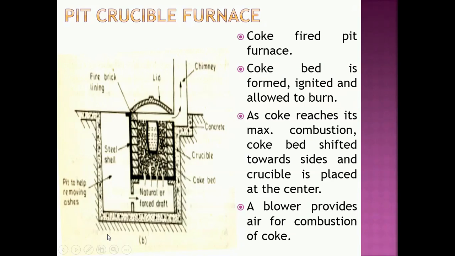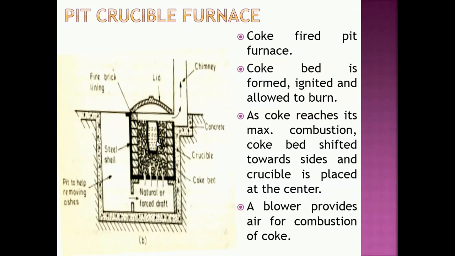In a coke fired pit furnace, the coke bed is formed, ignited and allowed to burn. Initially we have to form the coke bed, ignite it, and allow that coke to burn. As and when the coke reaches the stage of maximum combustion, the coke bed is shifted towards the sides, that is left side and right side, and at the center we place the crucible in which the solid metal charge is placed. Now this crucible will absorb the heat due to convection from the coke, and that heat is given to the metal charge.